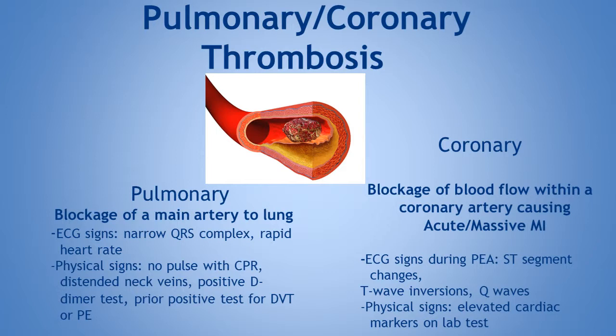A coronary thrombosis is a blockage of blood flow within a coronary artery causing an acute or massive MI. During PEA, on the ECG, you may see ST segment changes, T-wave inversions, and Q waves. Physical signs would be an elevated cardiac marker on the lab test.